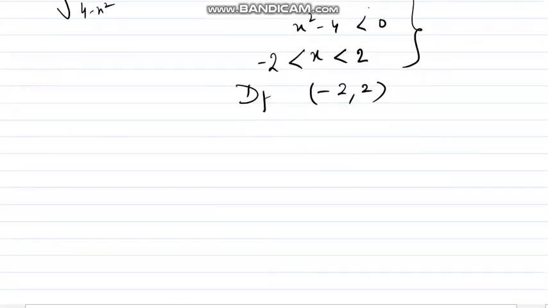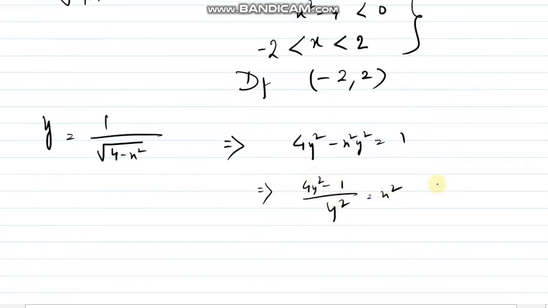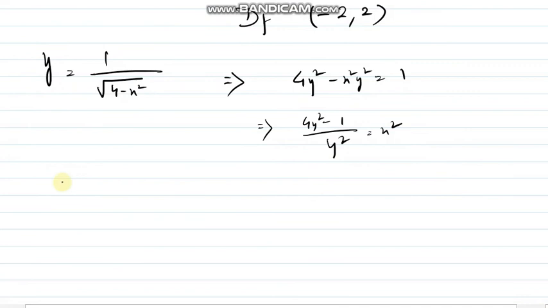So that is the domain of the function. Now for range I will take y equals to 1 divided by this. So the square root function again is there, so please be very careful. So x square y square equals to 1. So (4y square minus 1) divided by y square equals to x square. Now, what is x square? Greater than or equal to 0, positive square root.